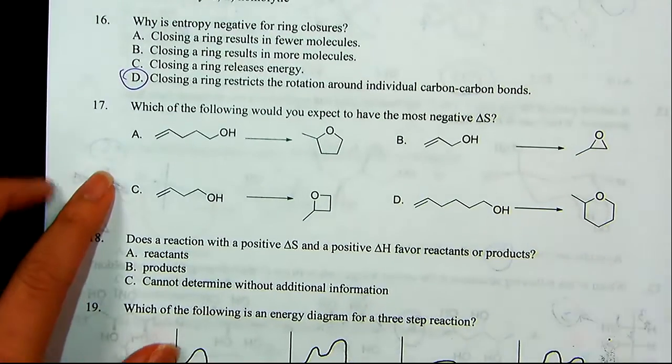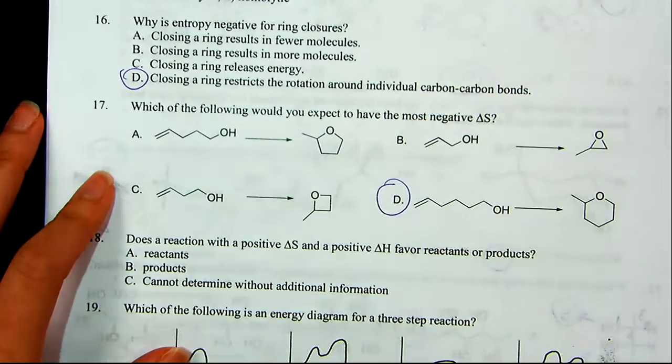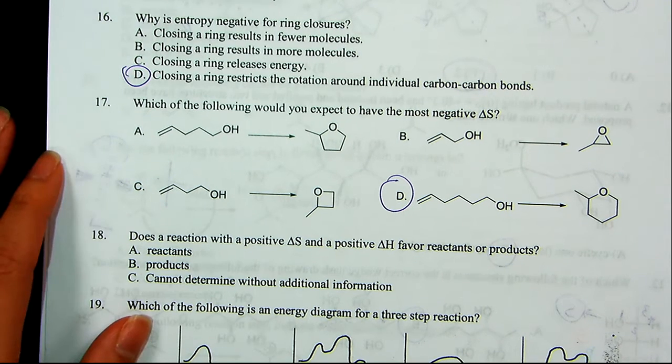Number 17, which one would you say has the most negative delta S? That would be D. You're going from a very long chain to a split compound. So this is the biggest one. Essentially, that's why D is the biggest one.